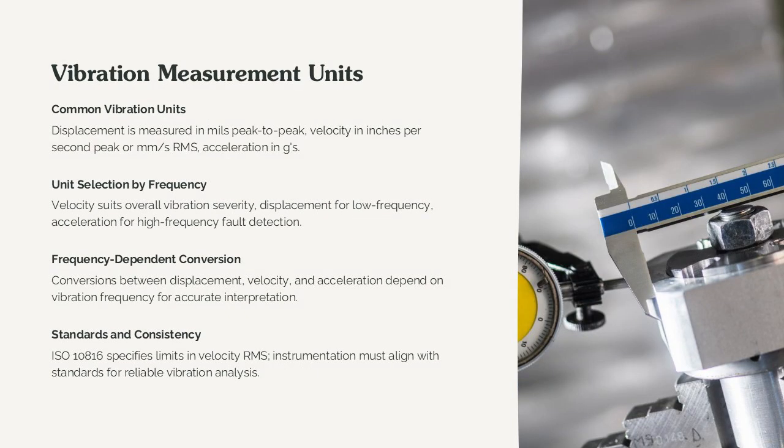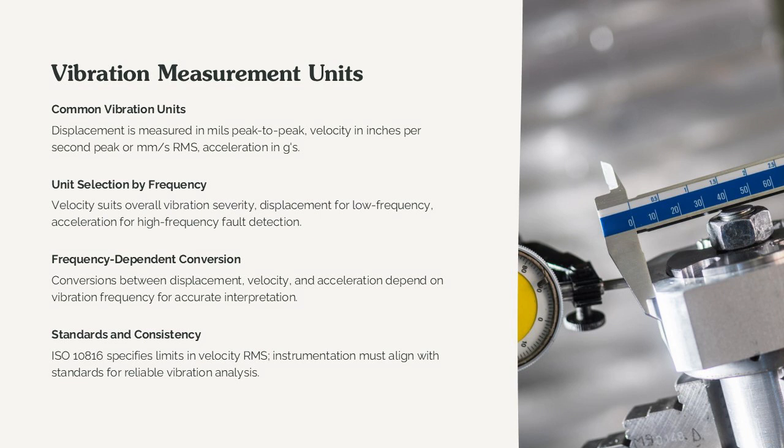Accurate interpretation of vibration data requires a clear understanding of measurement units and how they relate to one another. Vibration displacement is commonly expressed in mils, thousandths of an inch, peak to peak, while velocity is expressed in inches per second peak or millimeters per second RMS. Acceleration is measured in Gs.